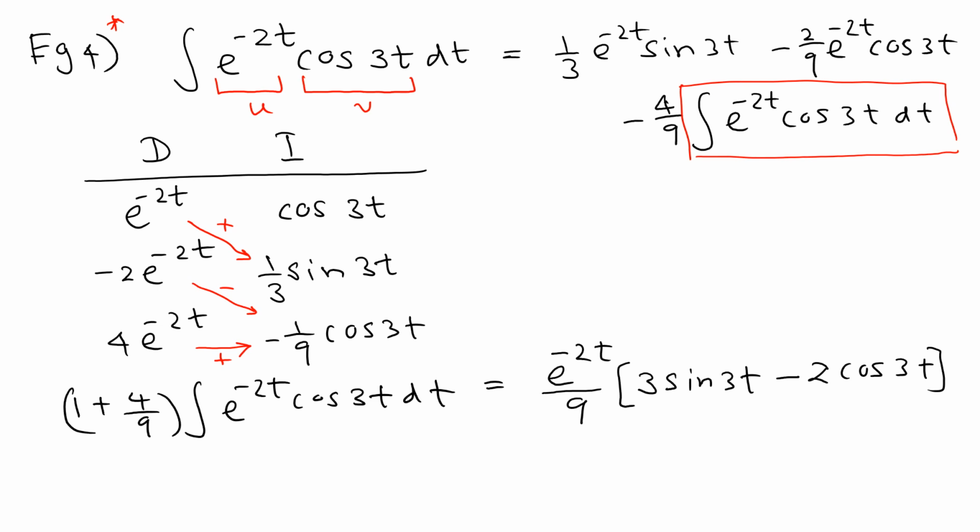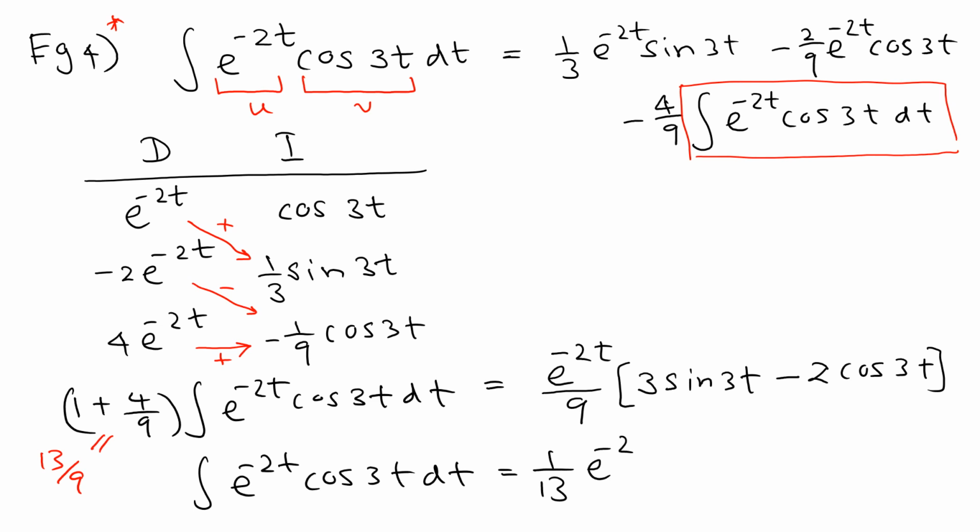Now we can simplify the left side. If you simplify the left side, you get 13 over 9. So you can see the 9 gets cancelled, and you divide by 13. That means your answer, the integral of e to the negative 2t cosine 3t dt, equals 1 over 13, and then e to the negative 2t times 3 sine 3t minus 2 cosine 3t plus c.